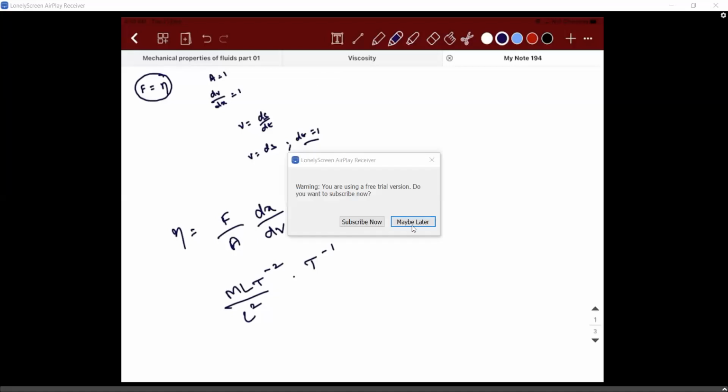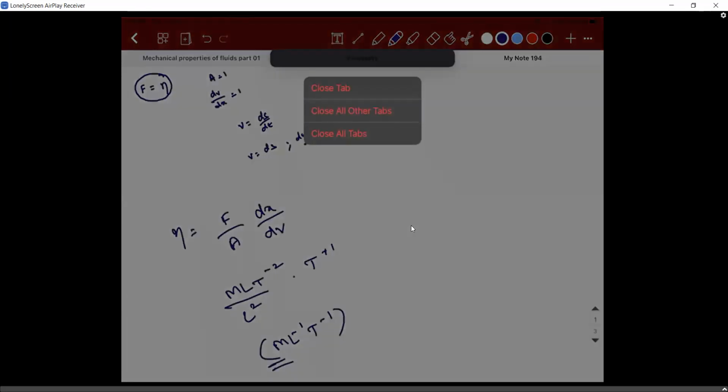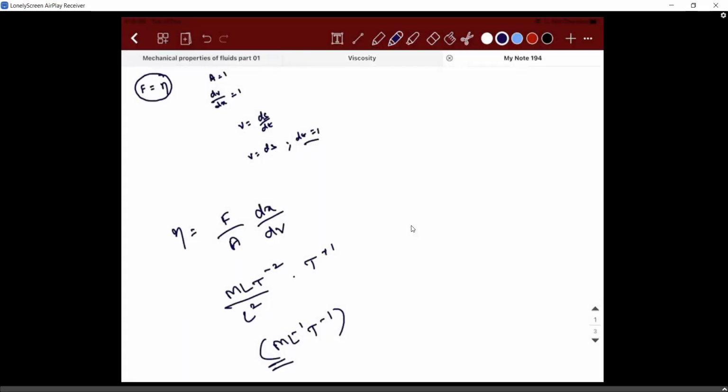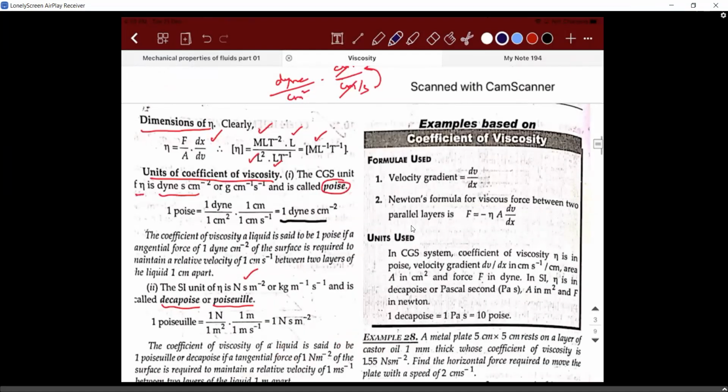So what are you going to get? ML^-1... oh, sorry, dx is L, so it is T^+1. So it is ML^-1 T^-1. Right. Shall I proceed? So this is the dimensional formula of this quantity.